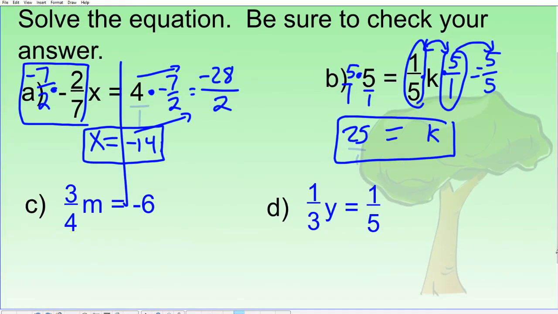Okay. Here are 2 for you to try. Go ahead and pause the video. Do the 2 problems right now. When you are ready to continue, hit play, and we will go through them together.